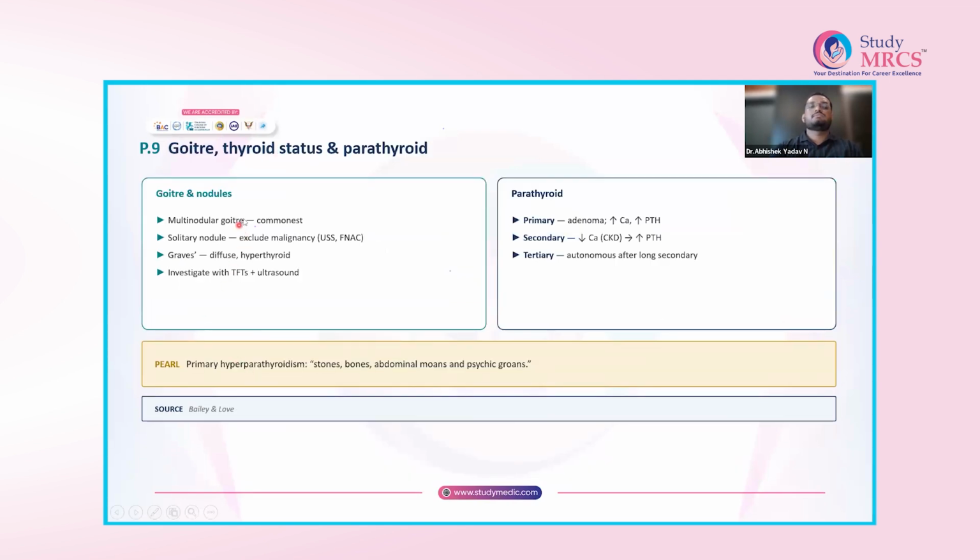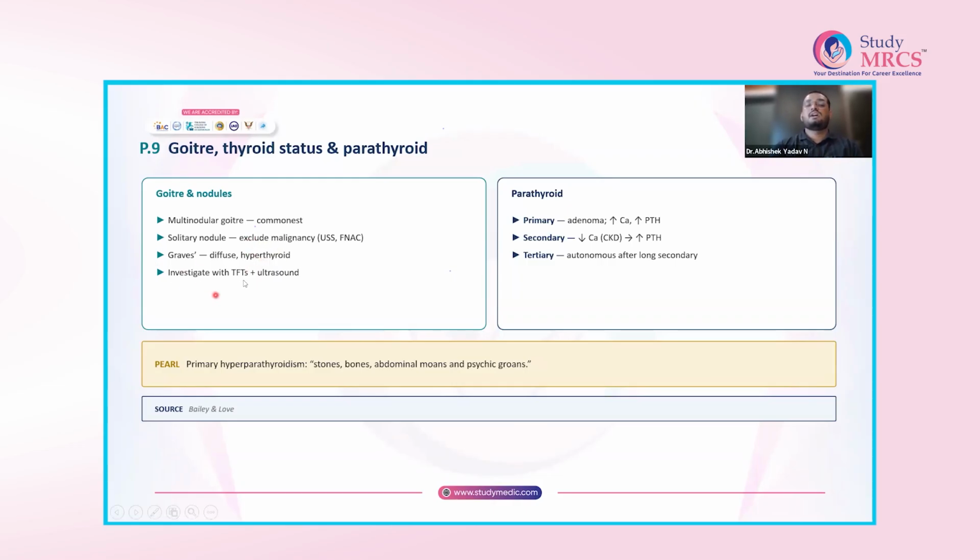Coming to certain endocrine pathologies like thyroid status and parathyroid. The enlargement of the thyroid gland is called a goiter. The goiter can be multinodular, which is the most common one. It may be solitary nodular, which can be because of hyperplasia or an adenoma. Then there's Graves' disease, most often a functional thyroid disorder where patients present with a hyperthyroid status.